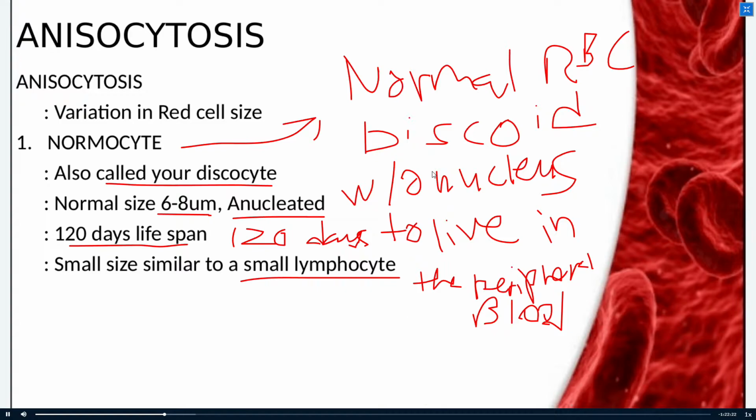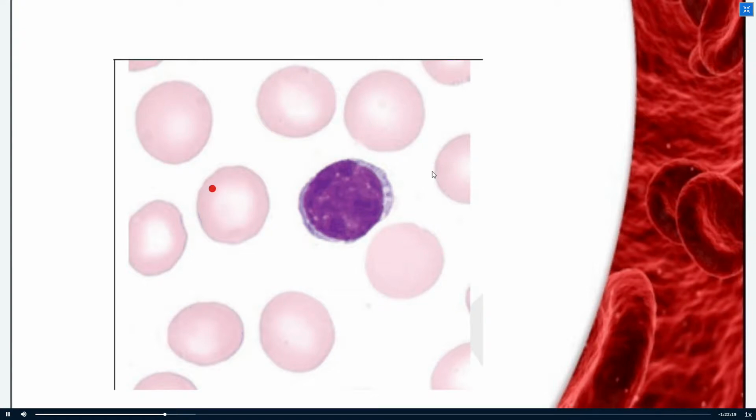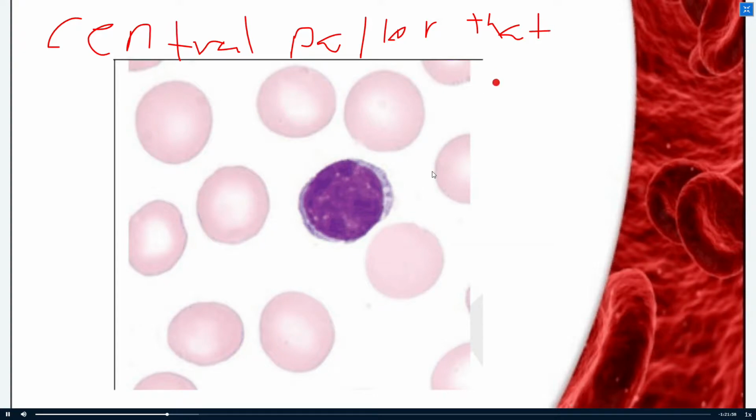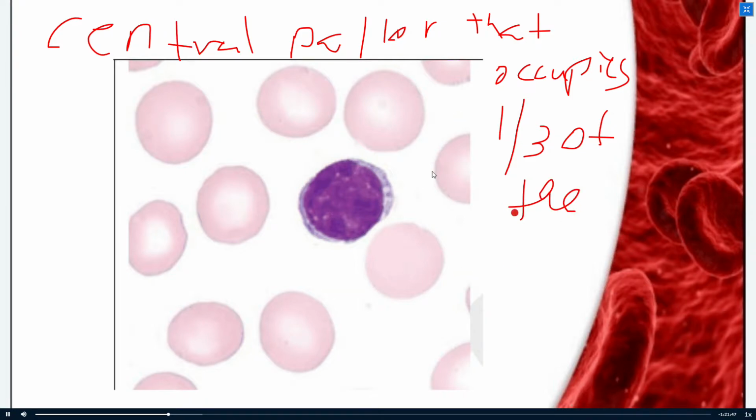Okay. Now, another look at the appearance of your normocyte. They would appear as a common RBC with a central pallor that occupies 1/3 of the cell. Again, your normocyte has a central pallor that occupies 1/3 of the cell. So this is your central pallor.